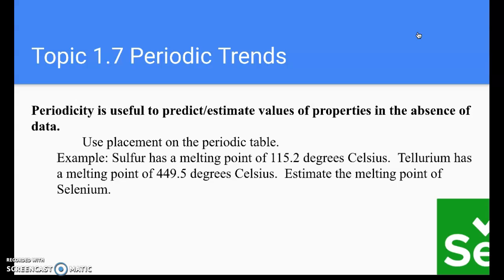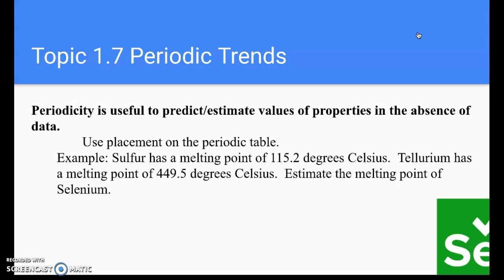So the example here is sulfur has a melting point of 115.2 degrees Celsius. Tellurium has a melting point of 449.5 degrees Celsius. And we want to estimate the melting point of selenium. Okay, well, if we look on the periodic table, we're given sulfur and we're given tellurium. Sulfur is S, tellurium is Te. We're asked to find the melting point of selenium, Se, which is in between. So the way you would do this is just figure out a halfway point between sulfur and tellurium, and that would be a good estimation for selenium.